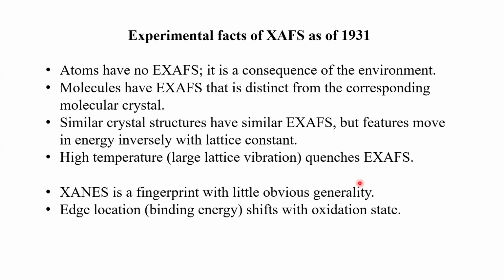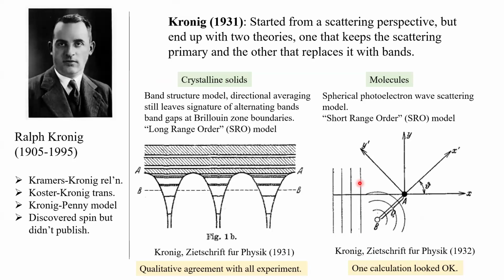And at some point, you need some theory. So Kronig gave a very influential approach to this. And Kronig, of course, is very famous for a number of theoretical developments during his career. And he ended up with two theories. For crystalline solids, a band structure, of course, had only recently been discovered and developed. And he stuck with the ideas of band structure and said the oscillations are due to looking at the alternating band gaps at Brillouin zone boundaries. And he had an idea how that could be, each peak could correspond somehow to when the energy of the photoelectron and its momentum were coincident at Brillouin zone boundaries.